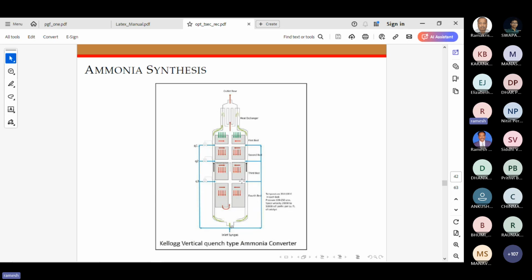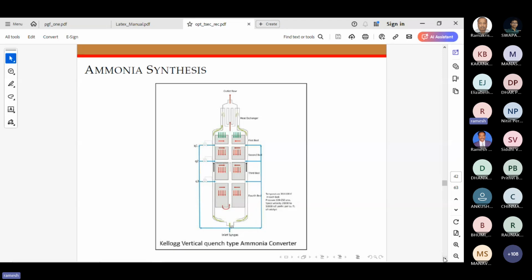So these three quench streams, the flow rates of these three quench streams is what we need to optimize, so that the conversion is maximum and the maximum amount of ammonia is produced. That's what. So if it is not quenched, then the reaction rate will be affected. You will not get the maximum conversion. So this is a problem.